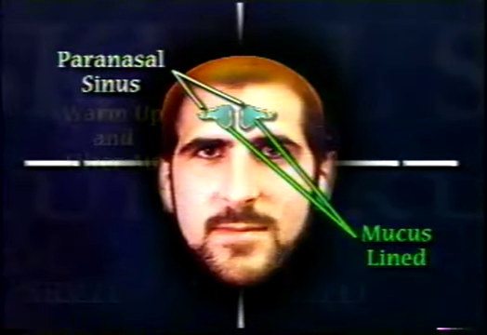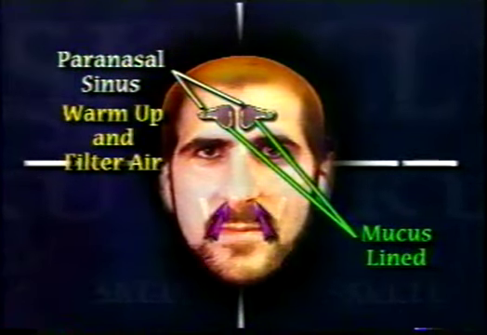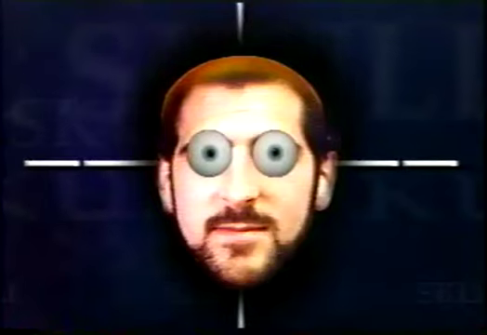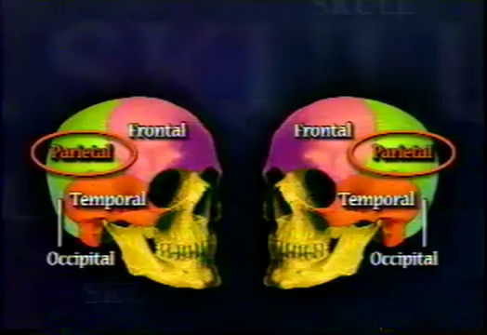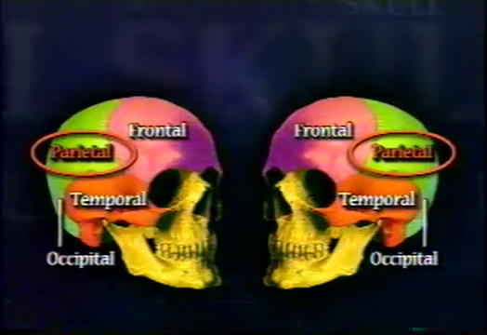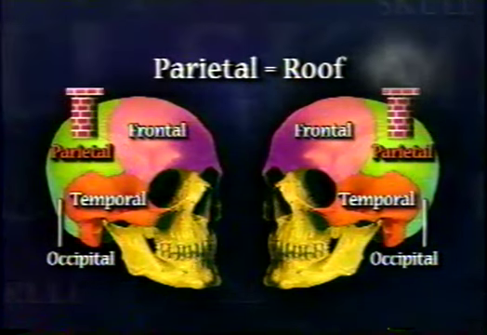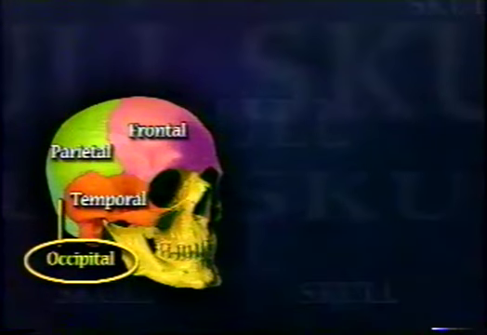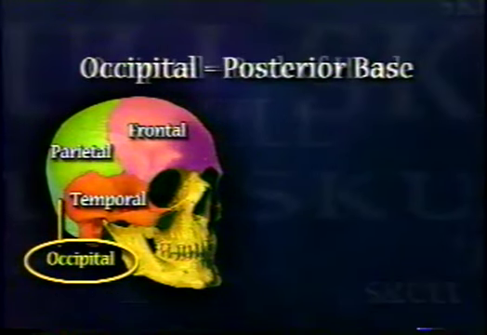The frontal bone also contains the paranasal sinuses, the mucus-lined cavities that warm up and filter air as we breathe it. If you're confused, don't worry. We'll give you more detail on the sinuses a little later on. The paired parietal bones form the upper sides, or simply put, the roof of your cranium. The occipital bone forms the posterior base of the skull, at the back of your head.